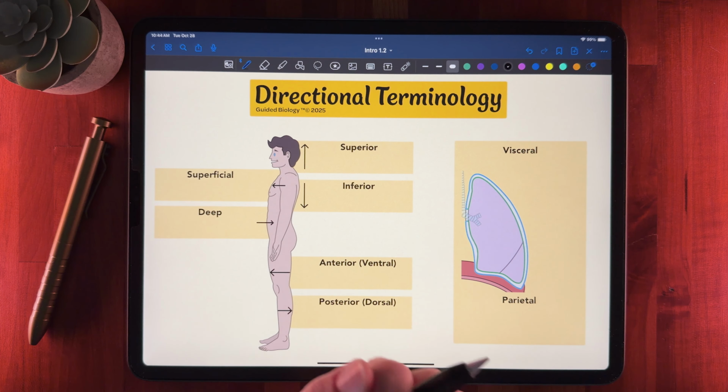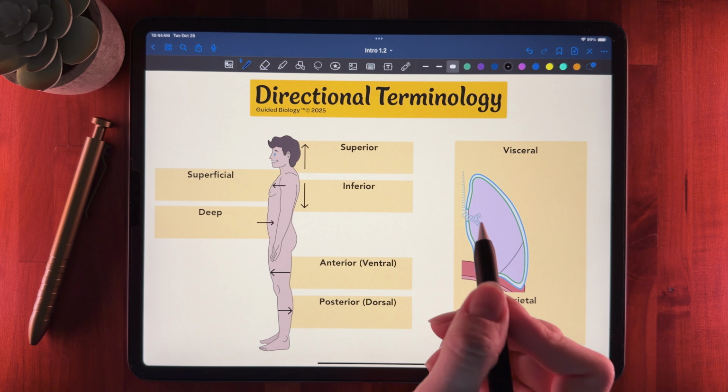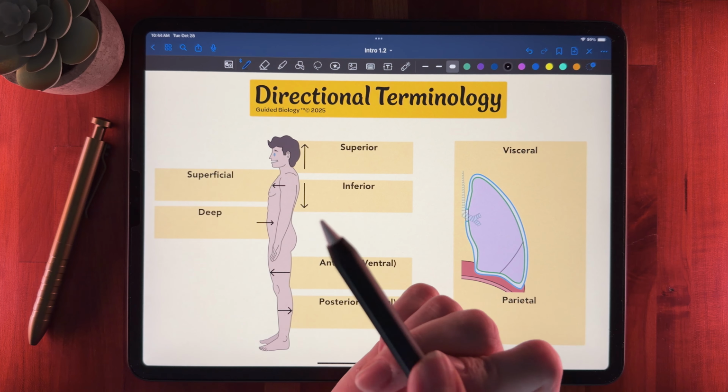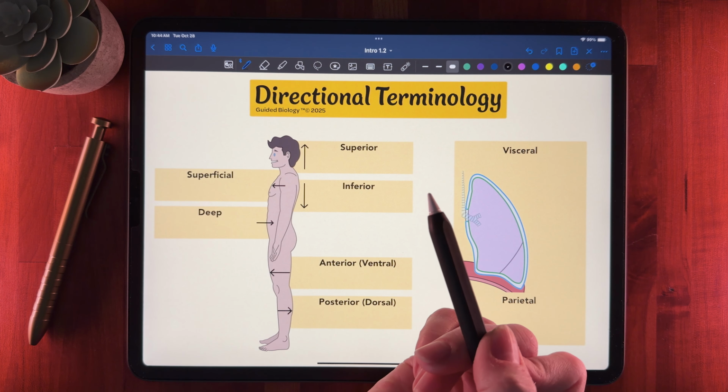Hi, and welcome to our series on Human Anatomy and Physiology. This is the second video in our unit on Introductory Terminology.